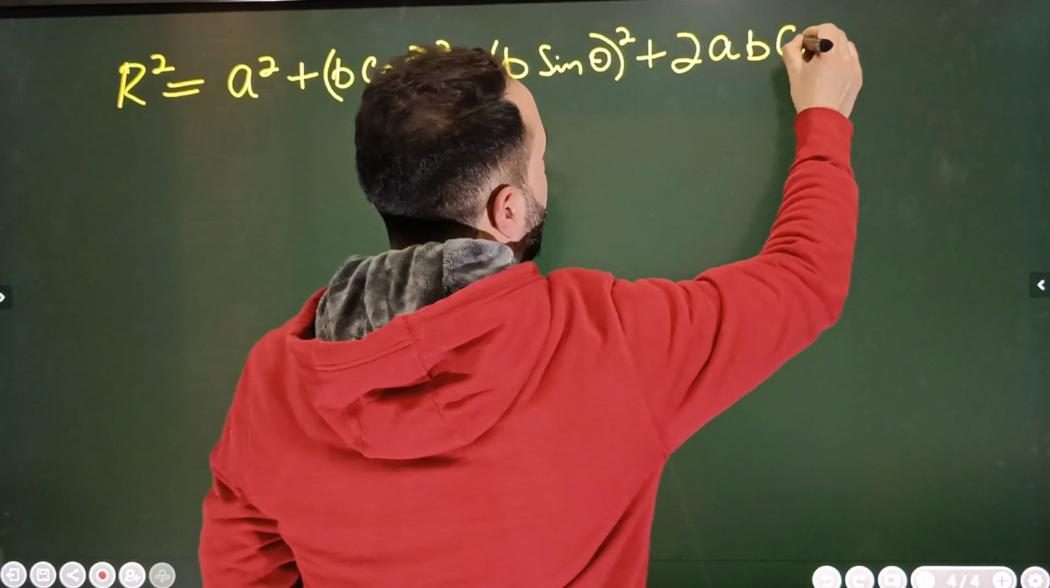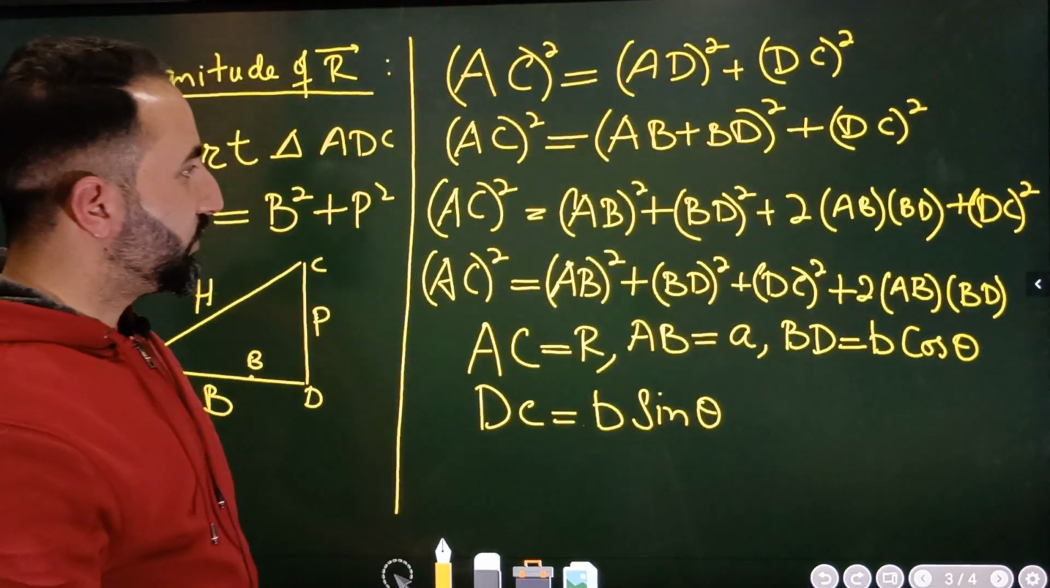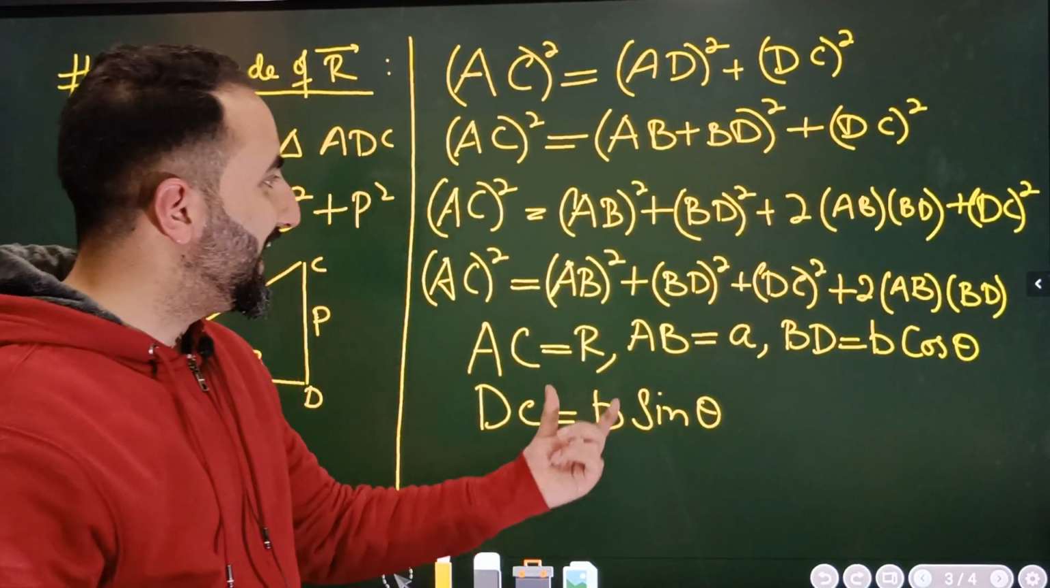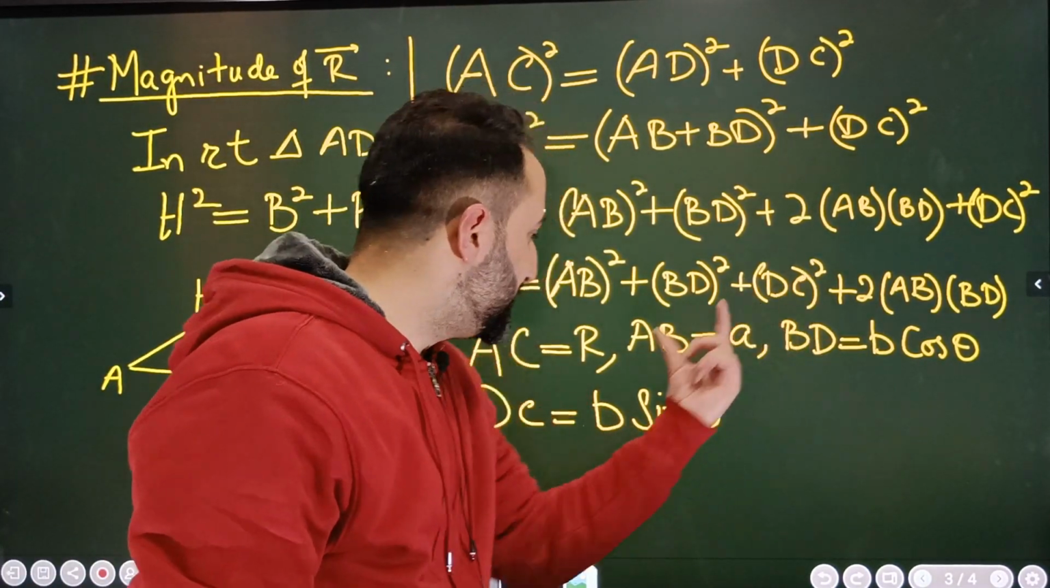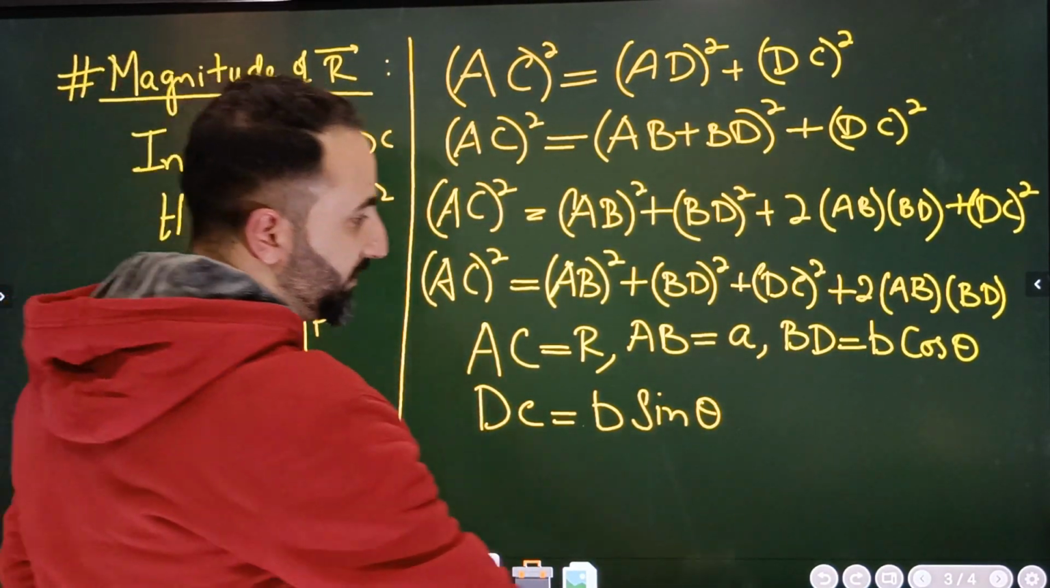You can check it easily. In place of AC I wrote R, in place of AB I wrote A, in place of BD, B cos theta, in place of DC, B sin theta. All right. Now pay attention here.